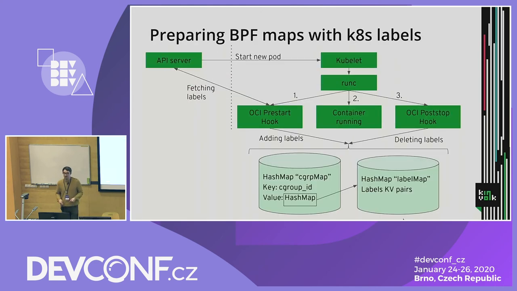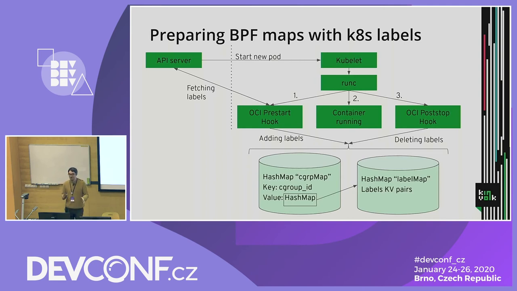To be able to add those Kubernetes labels into BPF maps, I added OCI hooks. If you know runC, it follows a spec called OCI, and there is a way to add hooks at the beginning and at the end of the execution of a container. At this point, from the pre-start hook, I ask the Kubernetes API to give me the list of labels and populate the BPF maps.